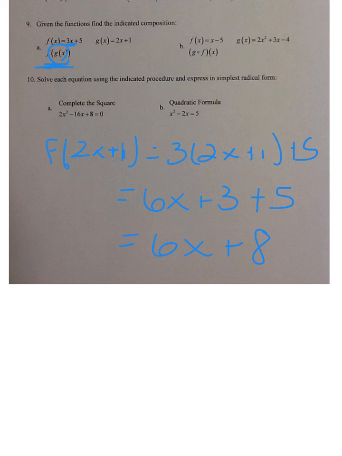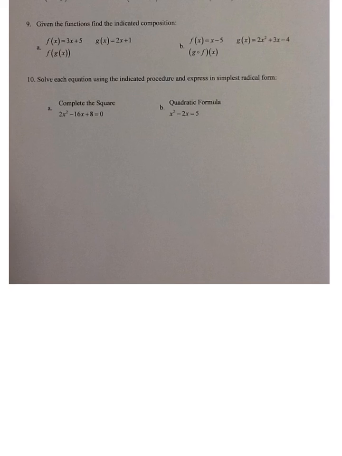All right, so let's take a look at B. So B is g of f of x. So that's g of x minus 5. So I go to my g function. Wherever I see an x, I plug in x minus 5. So it's 2 times x minus 5 squared plus 3 times x minus 5 minus 4.